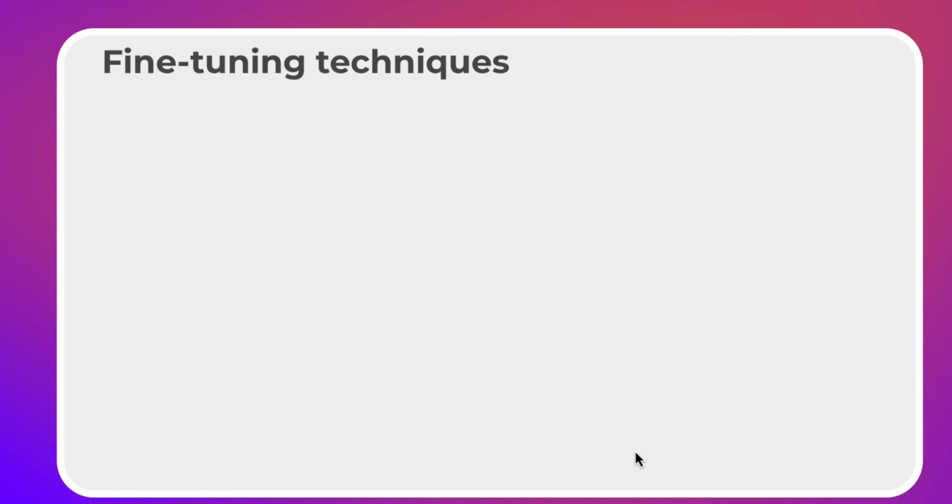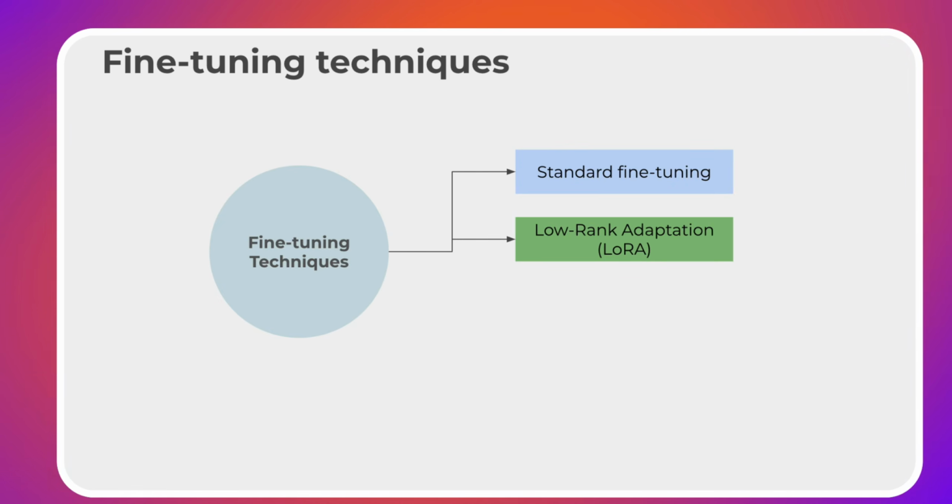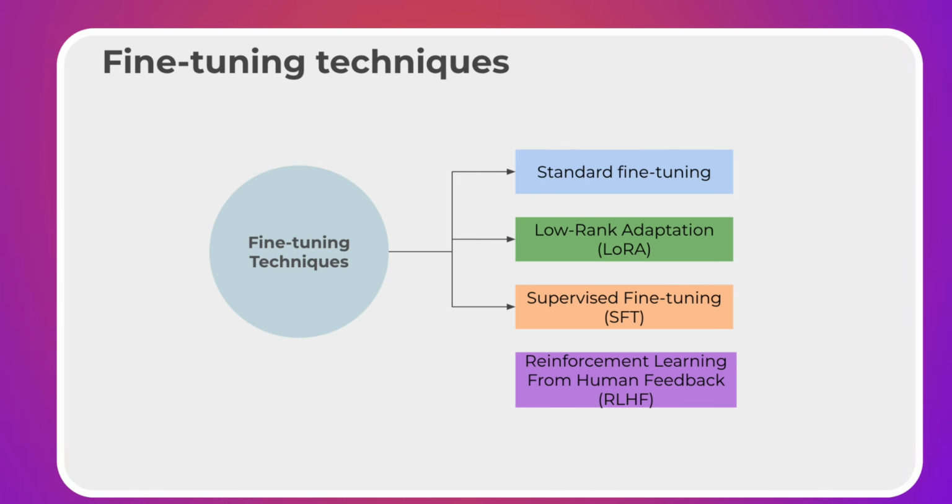Fine-tuning techniques. As always, we have techniques in everything that we do with large language models. And so fine-tuning is no exception. So let's look at some of the techniques that are very popular. We have standard fine-tuning, low rank adaptation, also known as LoRA, supervised fine-tuning, SFT, and reinforcement learning from human feedback, RLHF. That's a mouthful, but that's what we have.